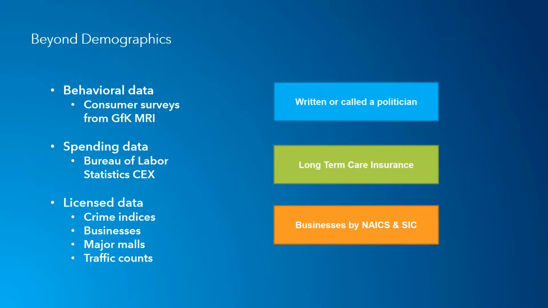But beyond demographics, we also include information on behavioral data. This comes from consumer surveys from third-party sources like GfK, MRI. This can include behavioral data like how many people have written or called a politician in the last 12 months or something like that. We also include spending data. This comes from the Bureau of Labor Statistics Consumer Expenditure Survey. So you could ask, how much are people spending on long-term care insurance, for example. And we also include license data from other sources such as crime indices, businesses, major malls, and traffic counts. So for example, Infogroup provides data on businesses that you can look up by NAICS or SIC code.